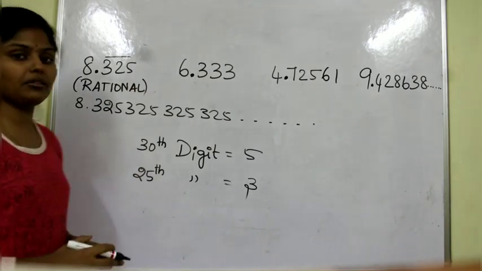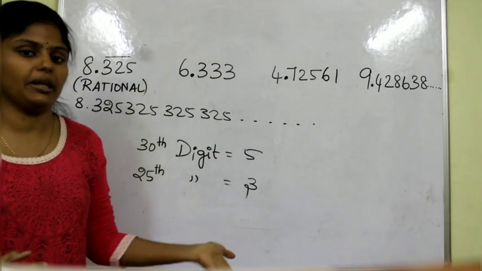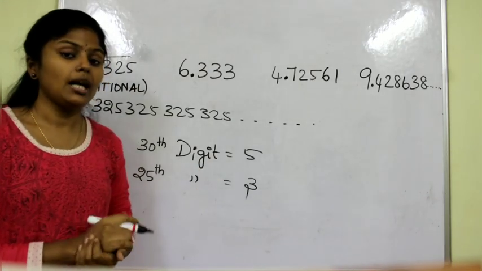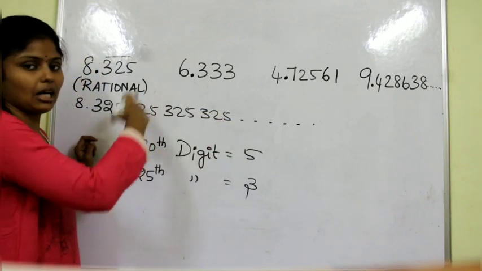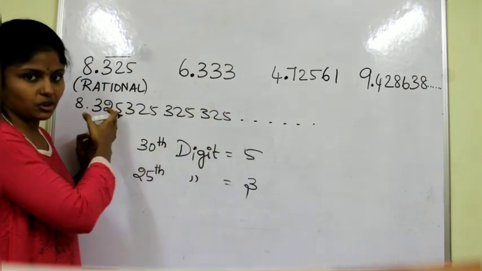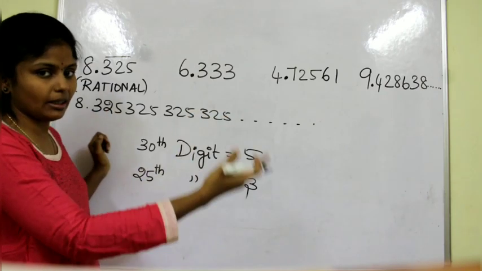So now we do have a definition for finding the number to be a rational number and an irrational number, and the definition is nothing but if you are able to find any digit after the decimal point, then it belongs to the rational category. If not, then it belongs to the irrational category.